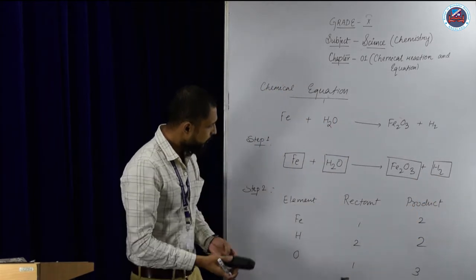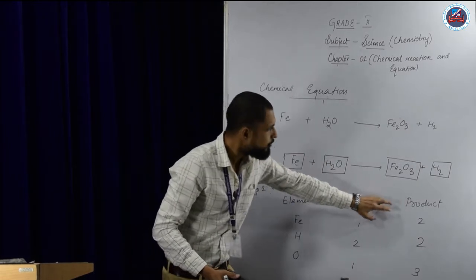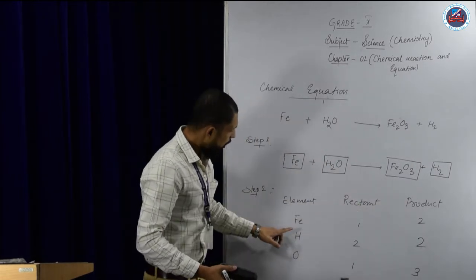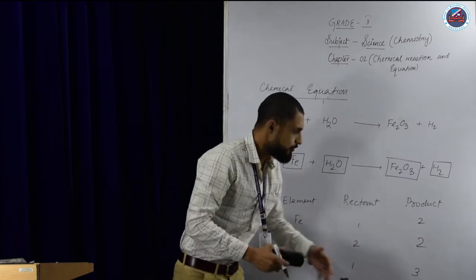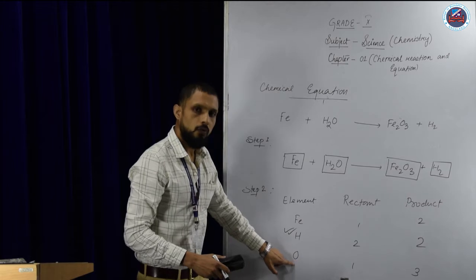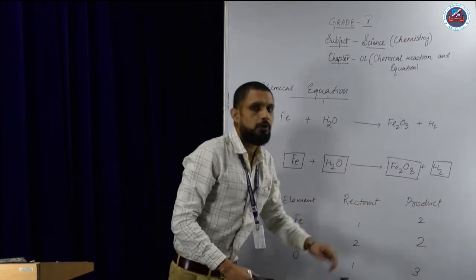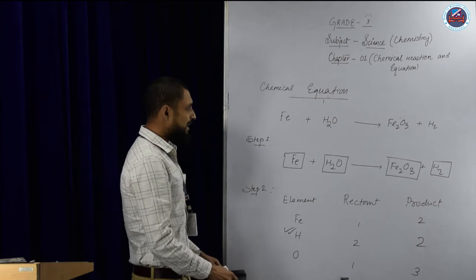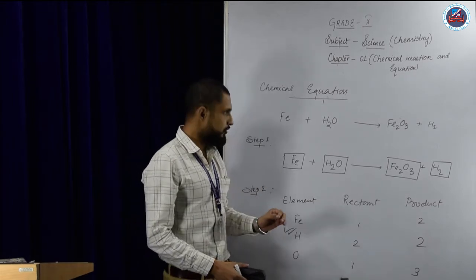Now from this you can see Fe, reactant, you have only 1, product, you have 2. Hydrogen, reactant, you have 2, product also you have 2. So this is fine, this is balanced. Oxygen, you have 1 on the reactant side, 3 on the product side. Now in the next step, we'll start balancing this equation.